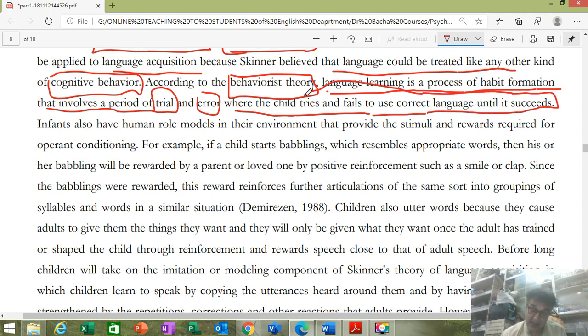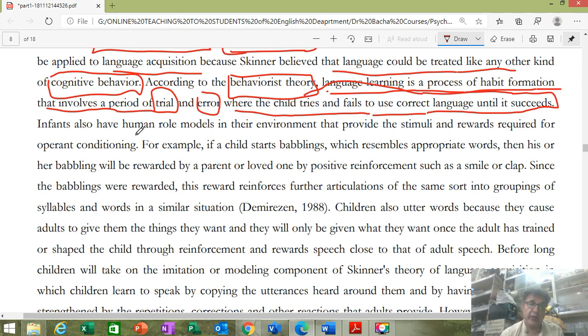Similarly, the same analogy was applied to language, like any other behavior which was experimented on in animals. The role of trial and error does happen in children's language, in that the child tries and fails to use correct language until it succeeds.